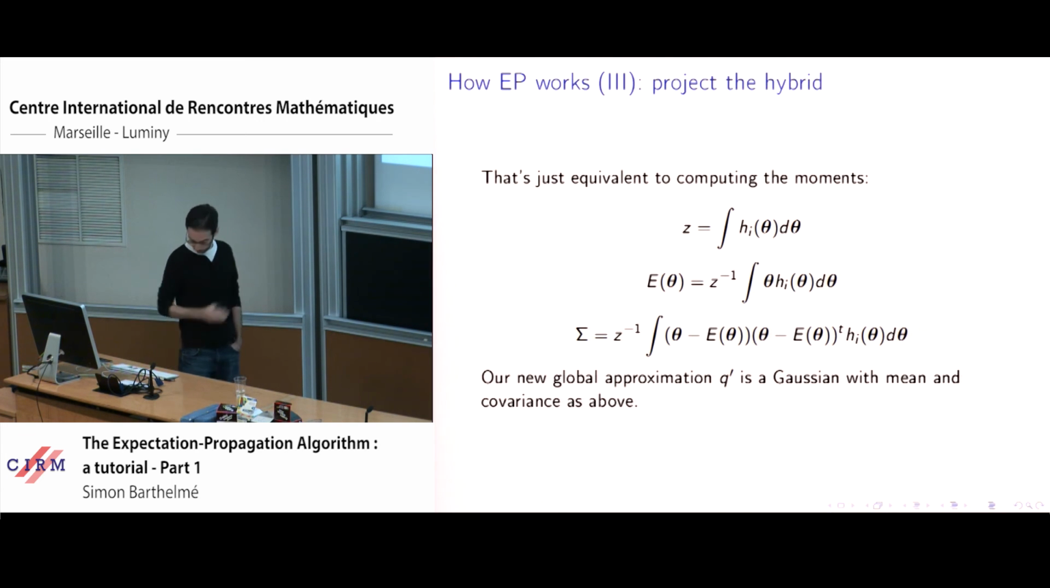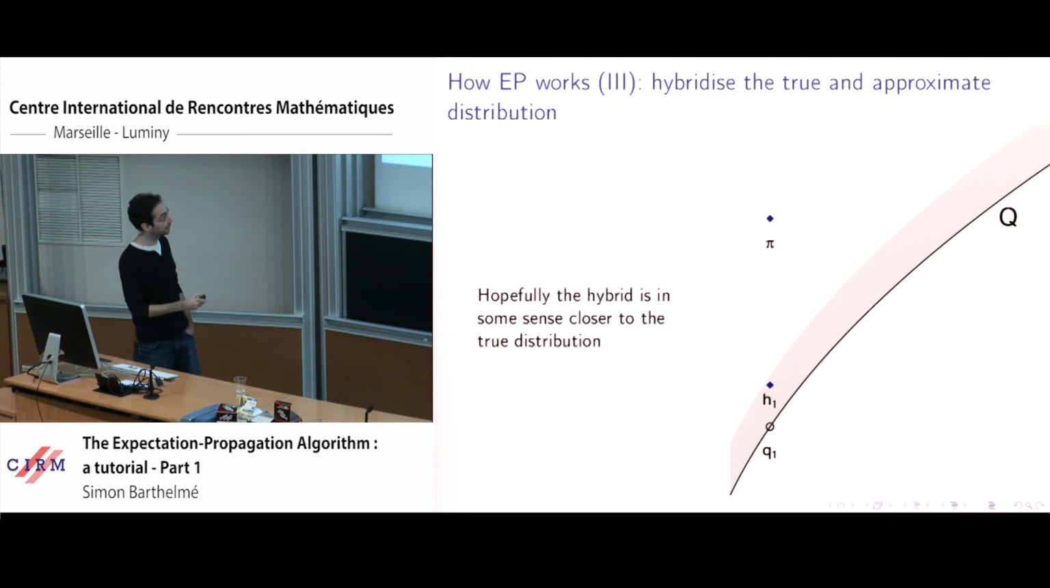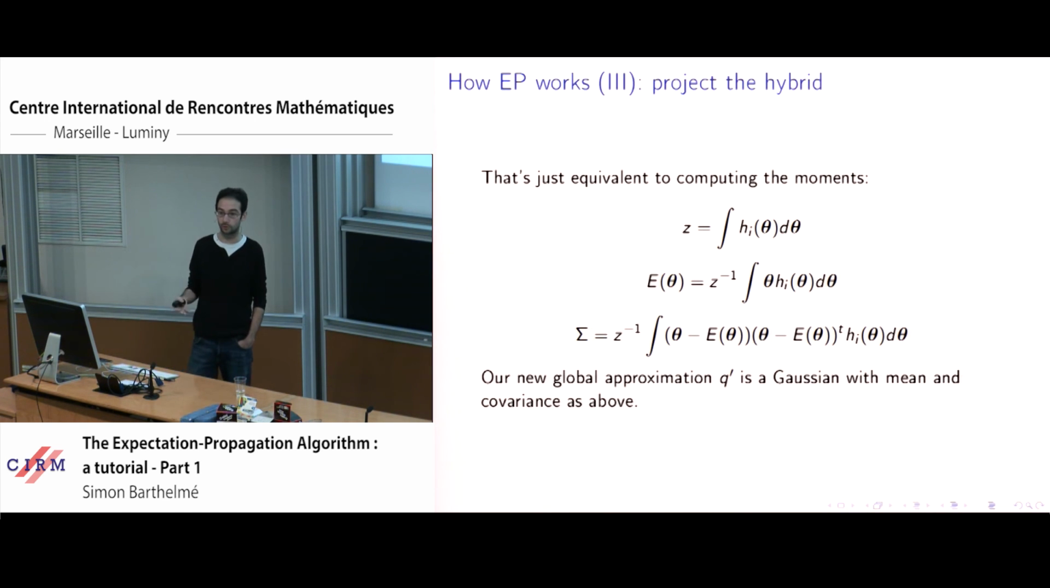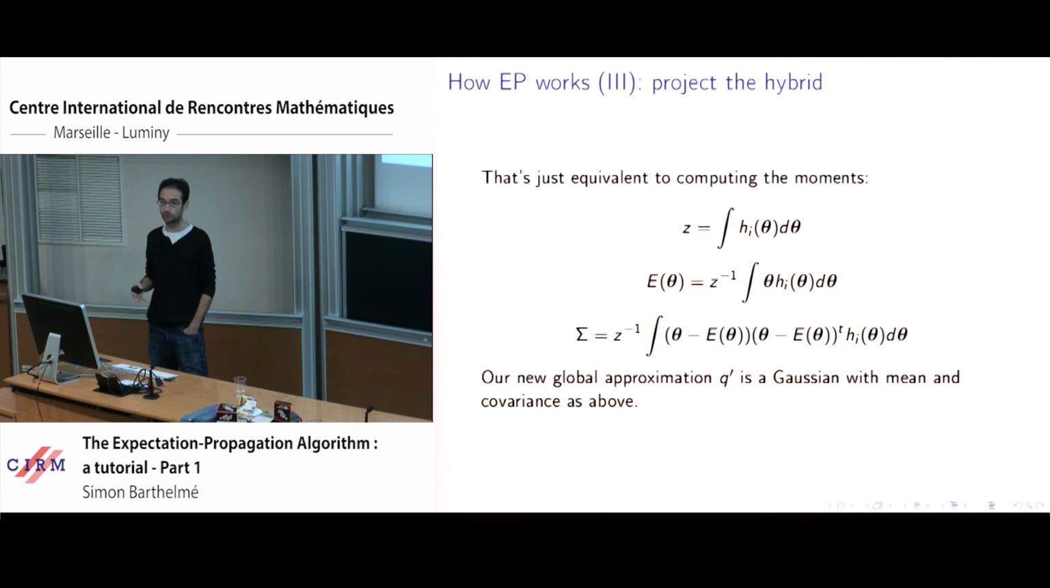Now, the next step, if you remember from my picture, is to take H1 and bring it back down to the space of Gaussians. And we do this using the KL divergence. Doing this using the KL divergence just means matching the moments. So all I need to do at this point is compute the moments.